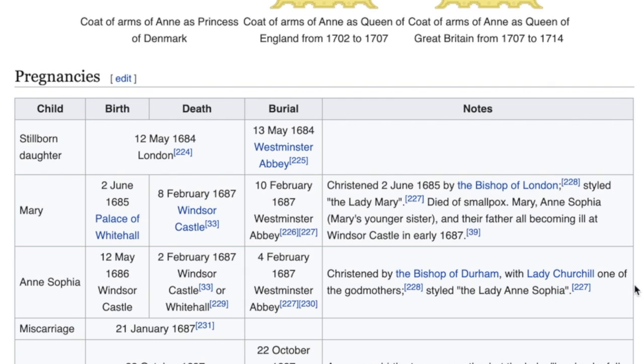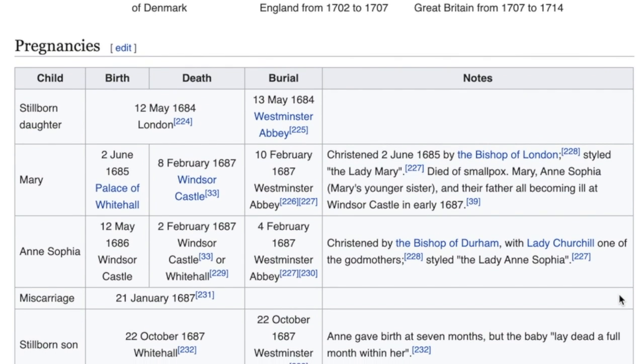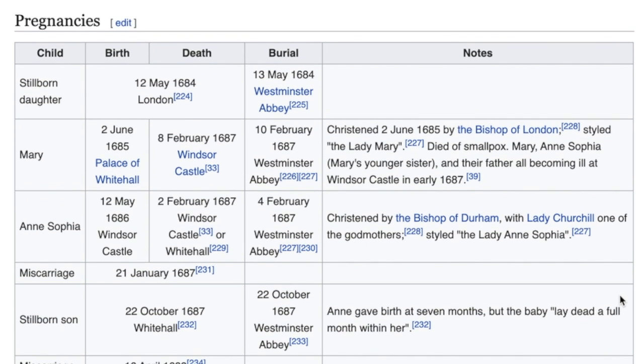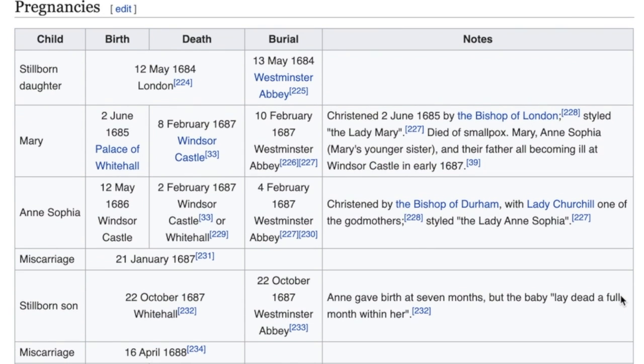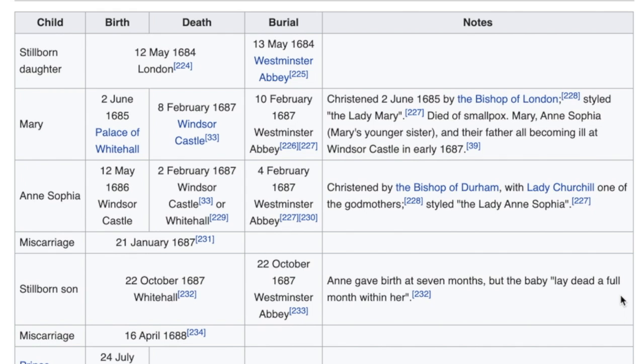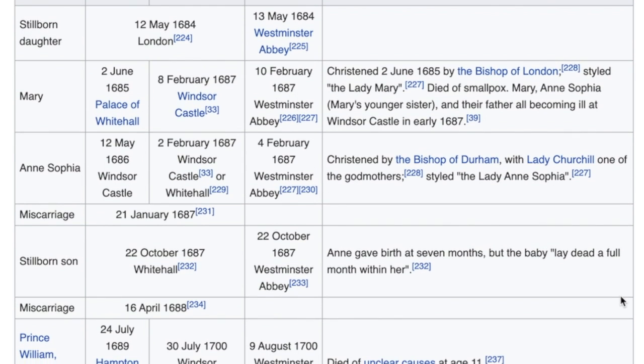Here's an image of the Wikipedia page about Queen Anne, because I just wanted to give you an idea about the experience she had and how difficult childbirth oftentimes was for certain women, and specifically with the medicine of the time period. But you can see that starting in 1684, she's going to have a stillborn daughter. Then Mary is born, but Mary dies before the age of 2. Then you have Anne Sophia, who is christened Lady Anne, but also dies before her 2nd birthday.